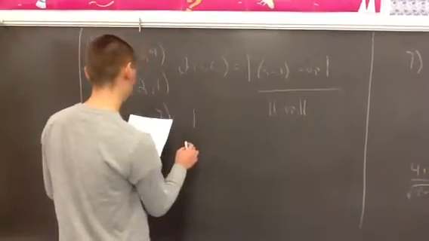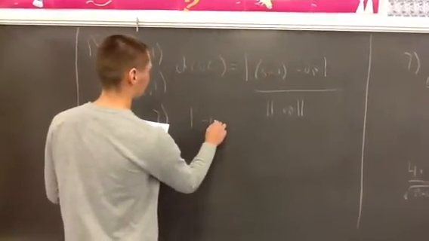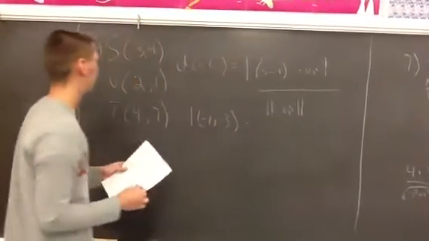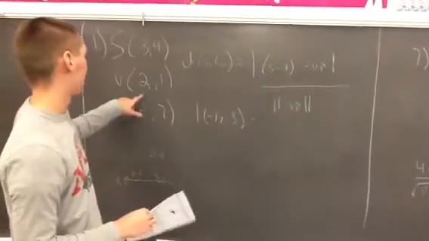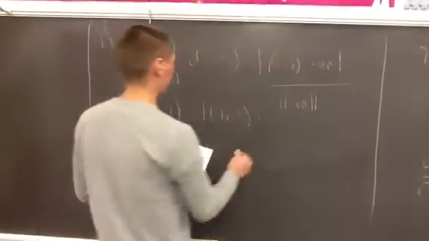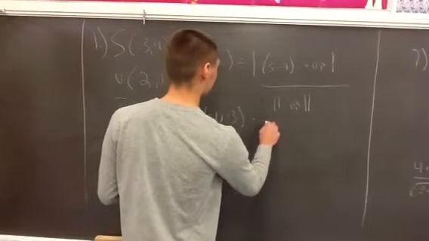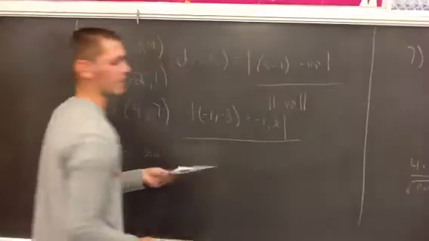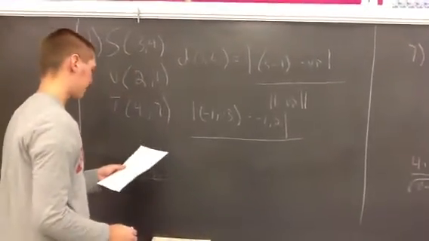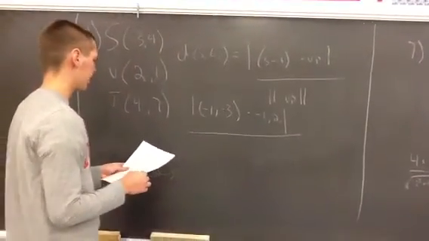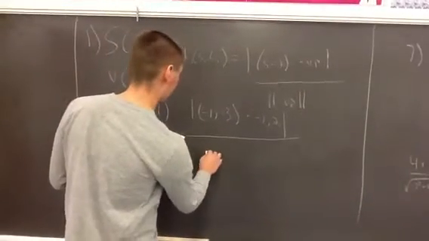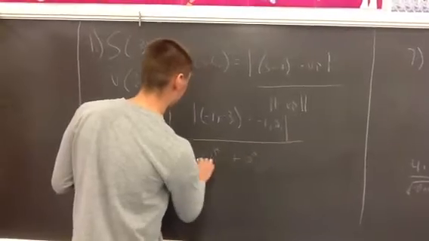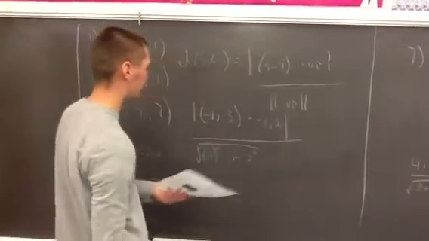So s minus t is -1, -3 times the v sub p. And the v sub p is always the opposite reciprocal of the vector. So for like right here, it'll be -1, 2, and all absolute value, all over the magnitude of the v sub p. And so for that, you're going to take -1 squared plus 2 squared, all square root, for the distance formula to find the magnitude.